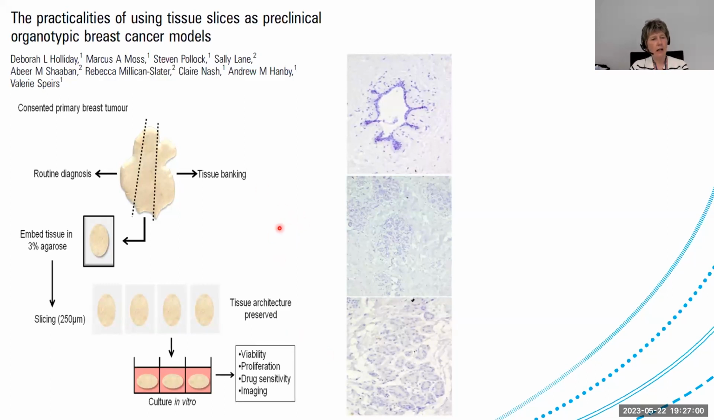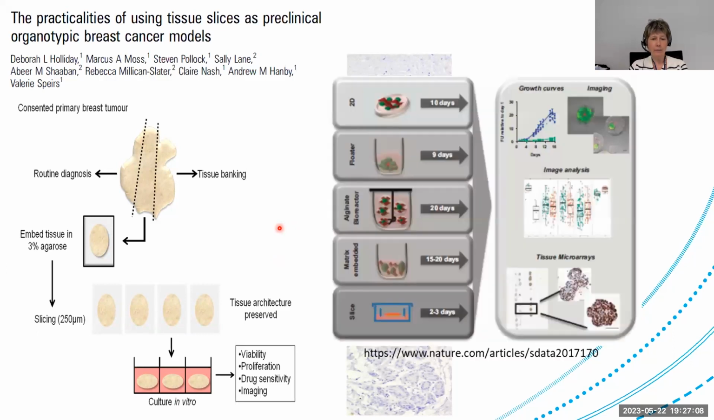Shortly after this, there was some work done by a European consortium, and they were looking to really push the tissue slice models. Their data was published in Scientific Reports, I believe it was. They were able to do a whole host of different studies using the tissue slice models in 2D, as floating models, as matrix-embedded models, as slices, and also in bioreactors. And they were able to show that the tissue slice models were actually quite good at predicting how a patient might respond to treatments.